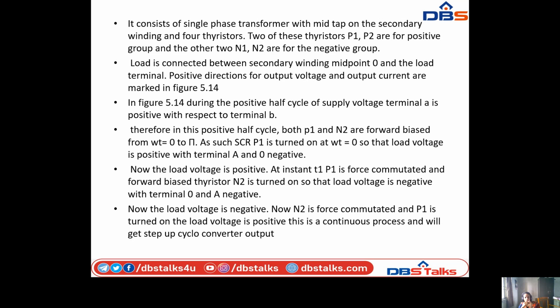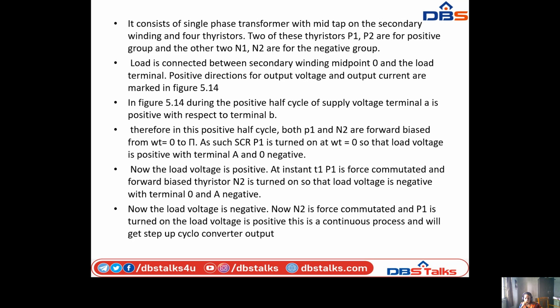So the midpoint cycloconverter consists of a single phase transformer, and at the middle point of the secondary winding we connect the load. Here two of these thyristors, P1 and P2, are the positive group, and the other two, N1 and N2, are the negative group. The load is connected between the secondary winding midpoint O and the load terminal.